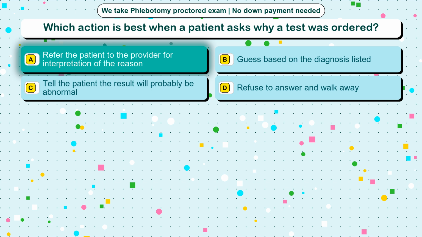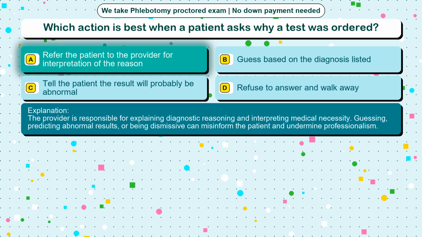Refer the patient to the provider for interpretation of the reason. The provider is responsible for explaining diagnostic reasoning and interpreting medical necessity. Guessing, predicting abnormal results, or being dismissive can misinform the patient and undermine professionalism.